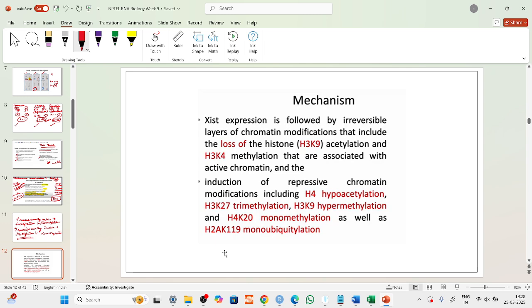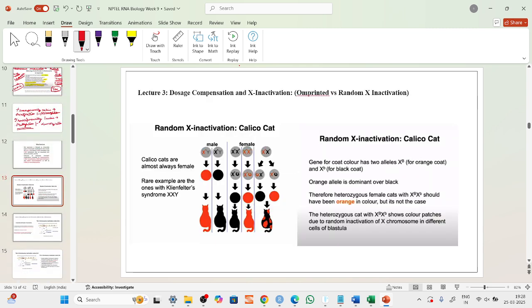This is the mechanism that we have just discussed: Xist expression is followed by irreversible layers of chromatin modifications that include a loss of histone acetylation and methylation associated with the active chromatin state, and the induction of repressive chromatin modifications including H4 hypoacetylation, H3K27 trimethylation, H3K9 hypermethylation, H4K20 monomethylation, as well as H2A K119 monoubiquitination. Now we come to the next topic: imprinted versus random X inactivation.